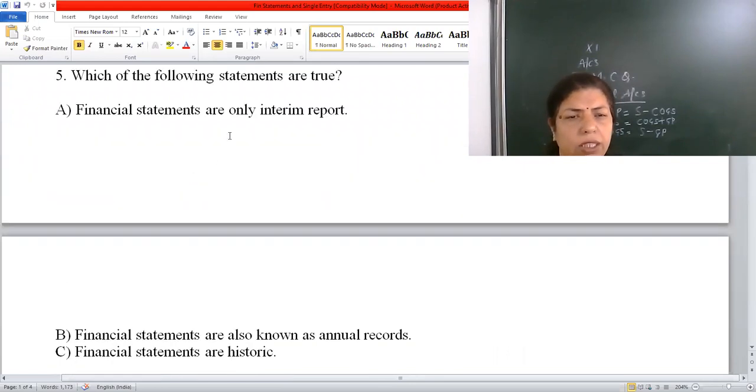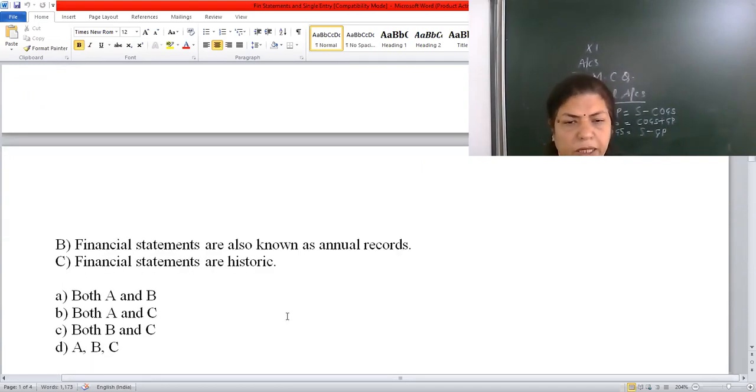See, financial statements are not only interim report, that is used by the outsiders also. Various external users are there. Do you know about the external users? Yes, investors, common public, customers, government, various external users are there. Even the government imposes tax on the basis of financial statements.